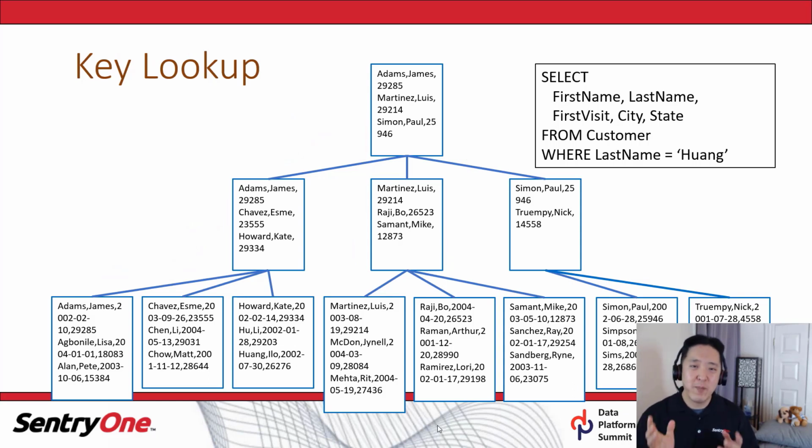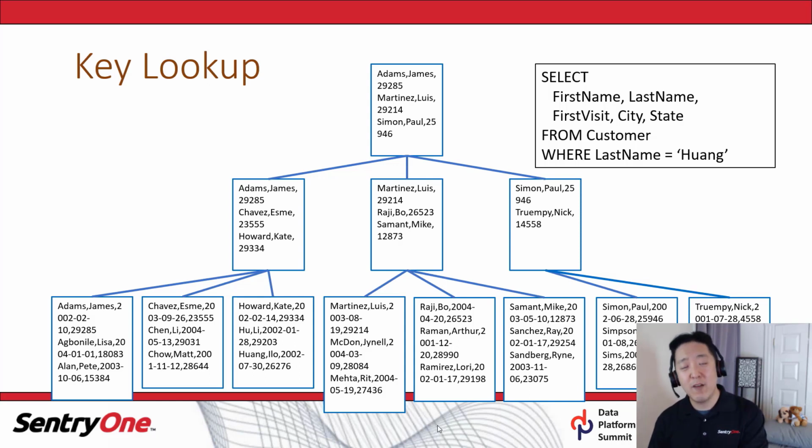Finally, let's talk about the key lookup operation. This is one of those kind of nefarious performance killers here. So notice that I've made a slight adjustment to the select statement, the columns that I wanted. We're looking for first name, last name, first visit, but we're also looking for the city and the state that this customer resides in. Was city and state part of our non-clustered index? No. So where are we going to be able to get that? Well, we would have to go back to the base table.